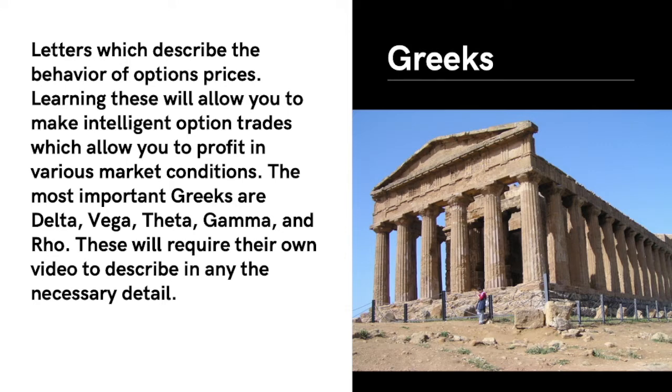The next term we're going to discuss is the Greeks. These are 5 Greek letters used to describe how options behave in response to external changes. You can see they're related to the Black-Scholes model. Learning these can help you to avoid losses and profit in ways that you wouldn't typically be able to do. The most discussed Greeks are delta, vega, theta, and gamma. The last one is rho.